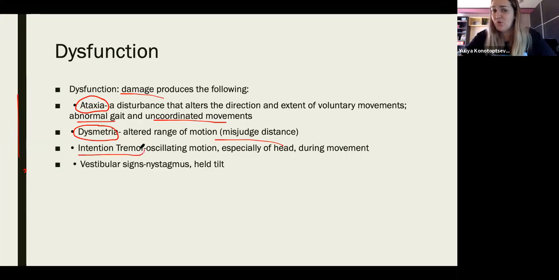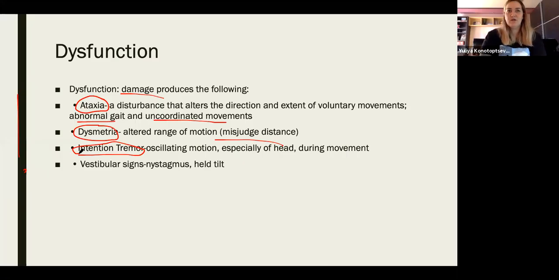I guess this one is the most specific for cerebellum, the intention tremor. Tremor, as you know, is shaking, right? Like shaking of the hands or something like this. Intention tremor means that whenever you want to grab something, right? I want to grab this glass right now. The tremor gets worse as I approach the glass because I'm intending to grab this glass, but I can't, yeah?